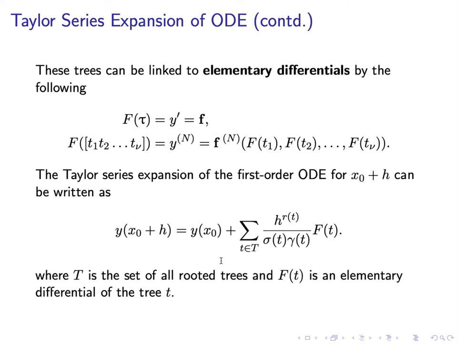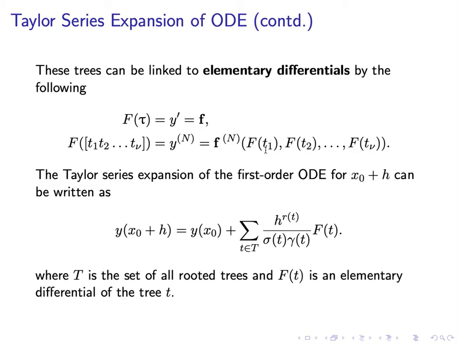Okay, to actually make use of this in the Taylor series, what we do is we define what we call elementary differentials. So essentially what we have is capital F. This is going to be linked to our lowercase f. So capital F of tau is going to be equivalent to the derivative of y. And for all other trees, our capital F of a rooted tree is going to be equivalent to the nth order derivative of y. So this is some rooted tree here. And we'll have a series of trees depending on what n is, depending on how many trees we have.